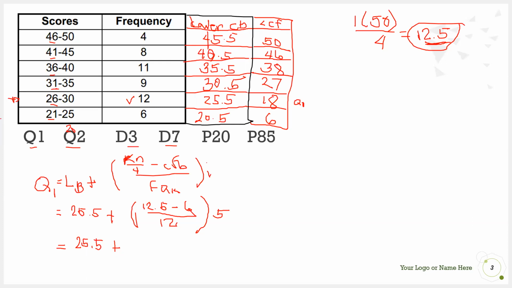So nakuha natin, hanggang 2 decimal places tayo ha. That's 2.708333. So kapag ni-round off natin, that's 2.71. So that's 2.71 plus 25.5. So the final answer for our quartile 1 is 28.21. Tapos.